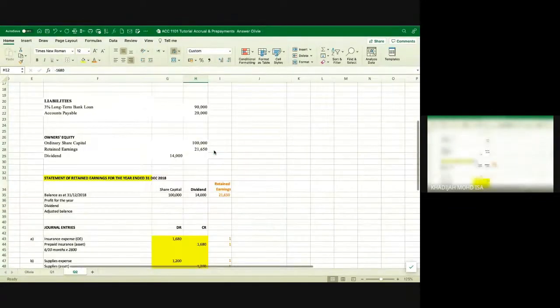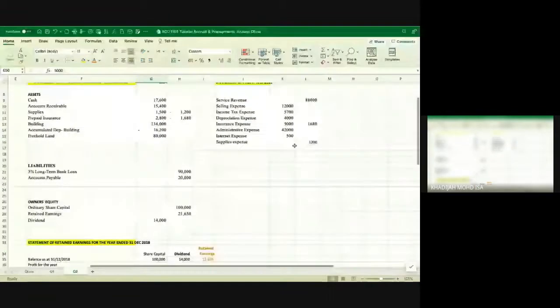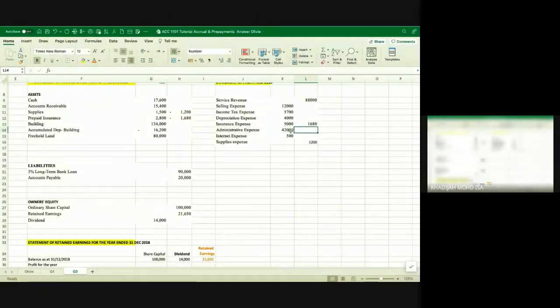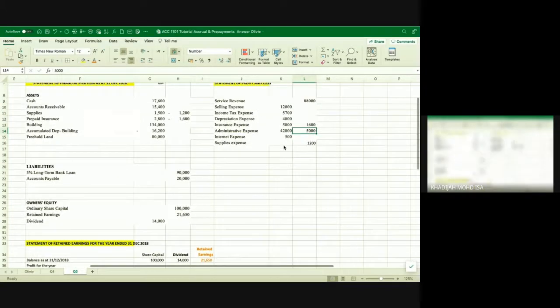Okay, next you have the other one, C, admin expense 5,000 and admin or salary payable 5,000. Do you have admin expense? You have 42,000 here. So you have a new one. How much is it? 5,000. Right, you have an additional 5,000.